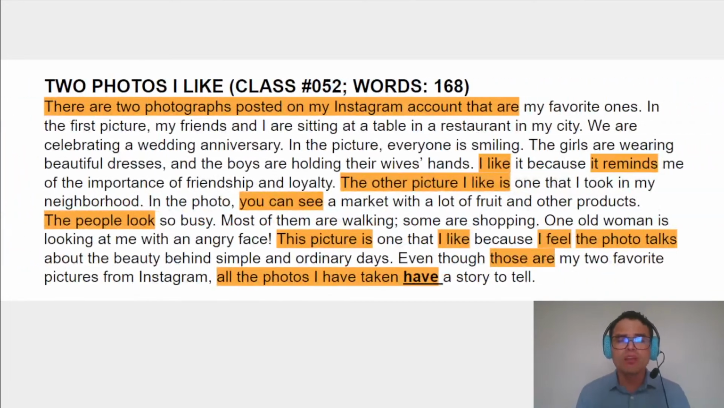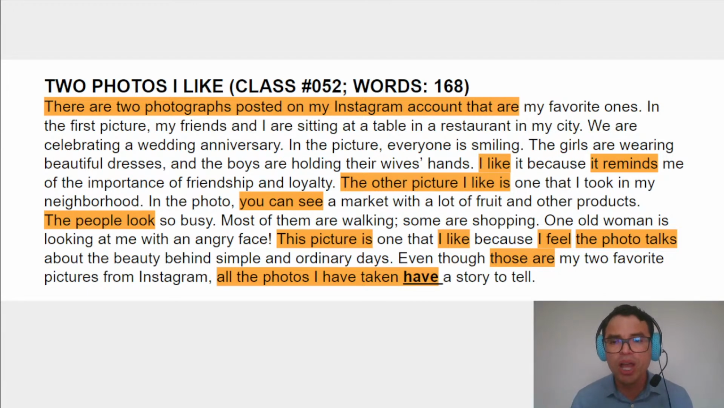Nice. Now, what about the simple present? You have examples of the simple present here to talk about your preferences or to mention facts about something. And sometimes your sentences can have very long subjects. That is what happens in the introduction. The subject is, there are two photographs posted on my Instagram account. That is the subject. What is the verb? Are. That is a fact. That's why you're using the verb to be.